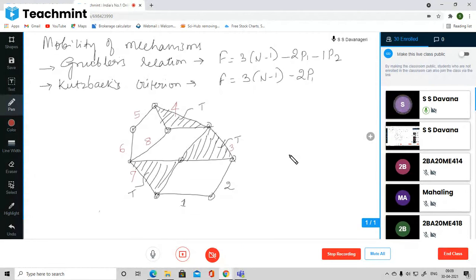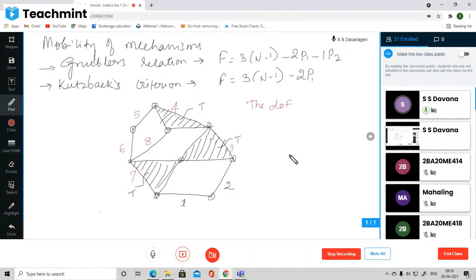You can say this ternary joint as a double pair. Okay, double pair. That means 6 and 8 is one pair, and 8 and 7 is one more pair. Now, if you consider the number of pairs, to find out the degrees of freedom based on the Kutzbach's relations, let us find out the degrees of freedom here.